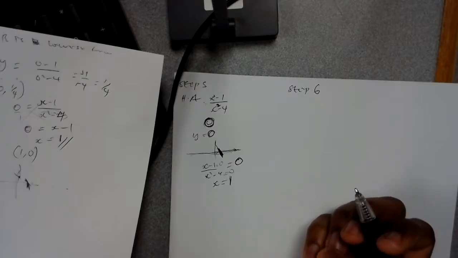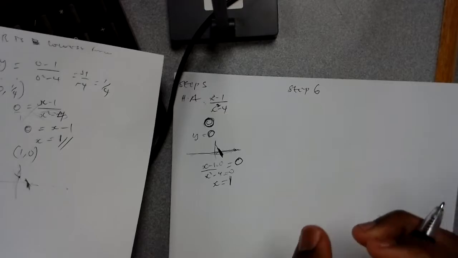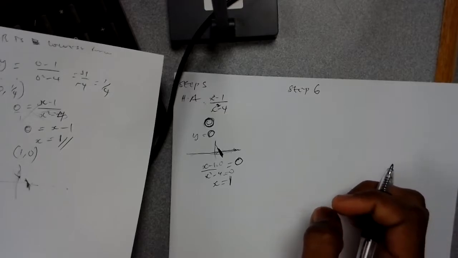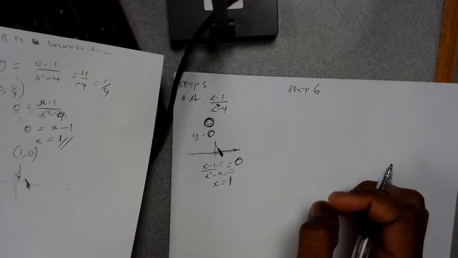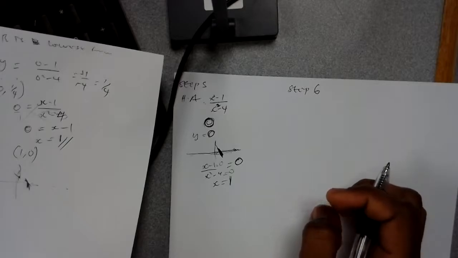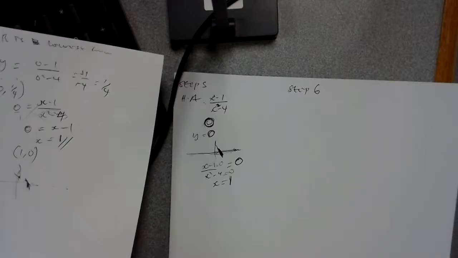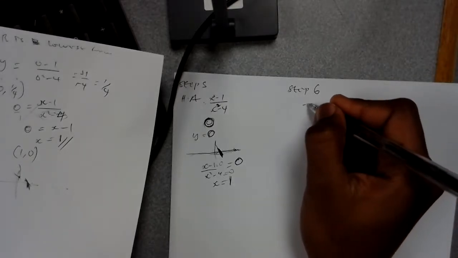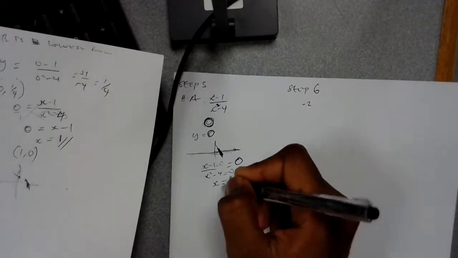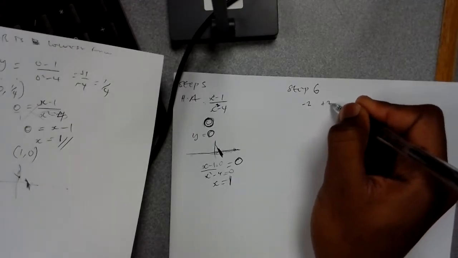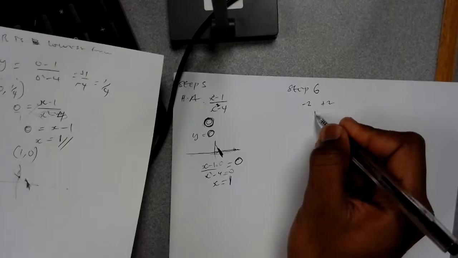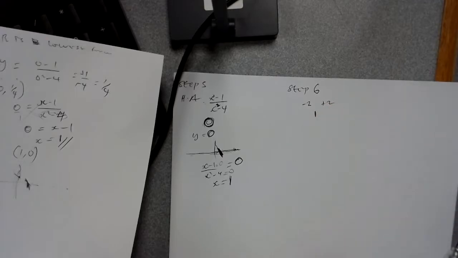So those are the ones we're going to use, and we look at the intervals between them. We look at the intervals between the zeros of the numerator and the denominator. When we calculate the other one, we get -2. The zeros of the denominator are -2 and +2. The zeros of the numerator are just 1. So we look at the intervals here.